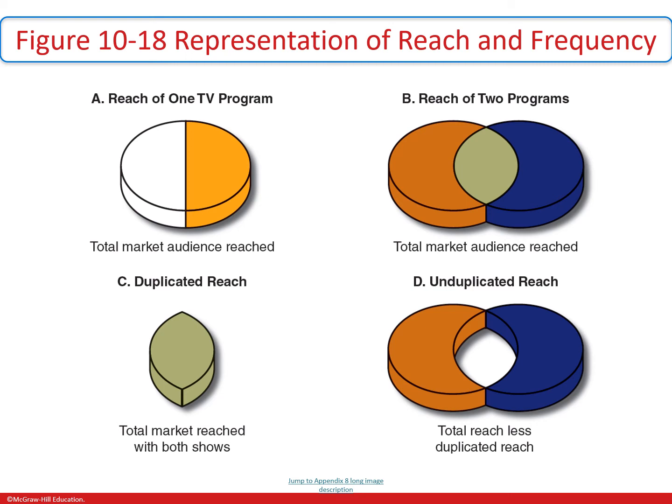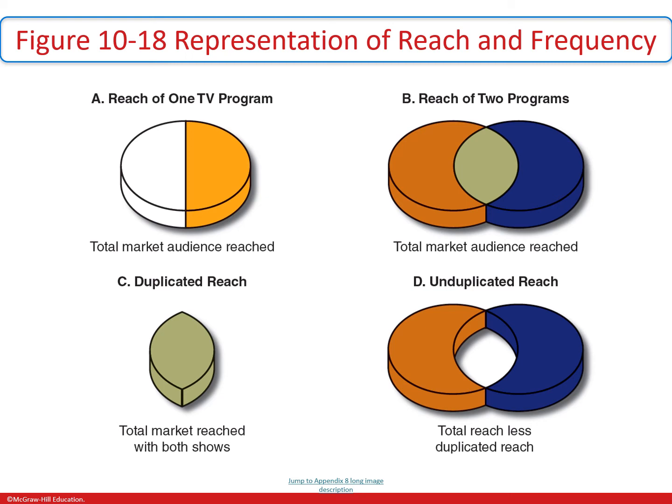Now this figure looks at the reach and frequency objectives, and understanding, when we are placing messages, why it is good to really balance both reach and frequency. So in figure A, one single TV program is likely to reach about half of the audience. And this is just a theoretical scenario.